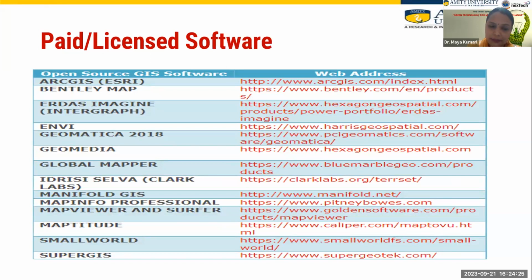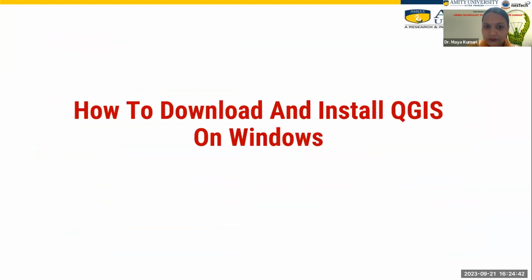So the paid ones are basically ArcGIS, ENVI, Geomatica, GeoMedia. Then we have ERDAS Imagine and Global Mapper. So there are certain softwares which are licensed, and for that we need to buy them. Now coming to Quantum GIS, how we can download and install QGIS on Windows.